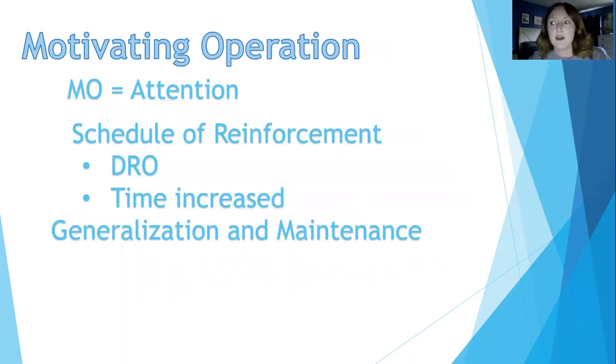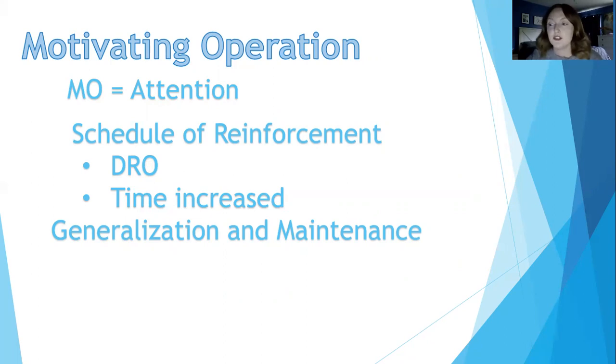As mentioned, the motivating operation for the behavior was attention. The schedule of reinforcement was a differential reinforcement of other behavior procedure referred to as DRO. There was a timer set for 5 minutes, and when the timer went off, the client was provided with attention such as verbal praise, tickles, high fives, etc., as long as the client had not been engaging in inappropriate touching. The time increased as there was success with decreasing the occurrences of inappropriate touch.